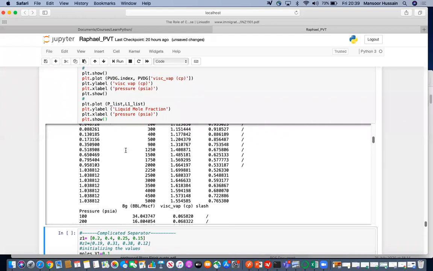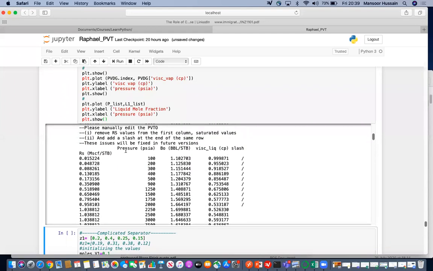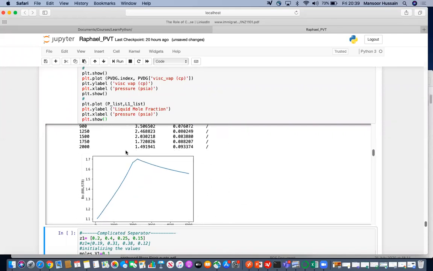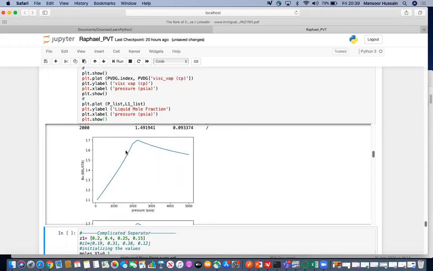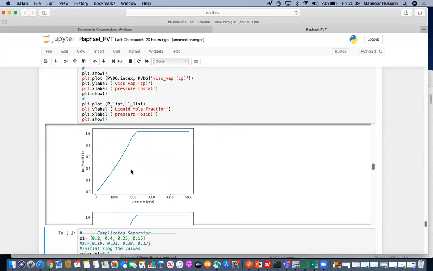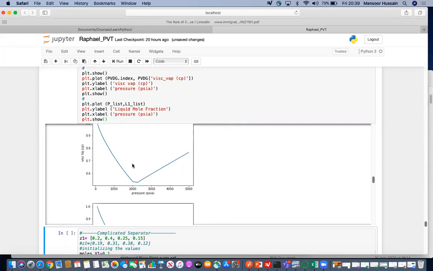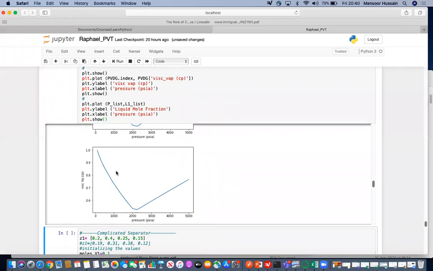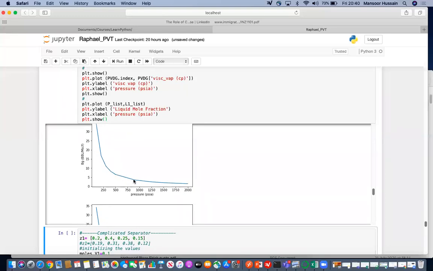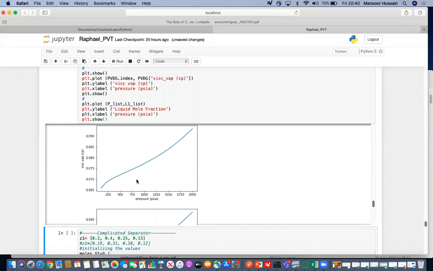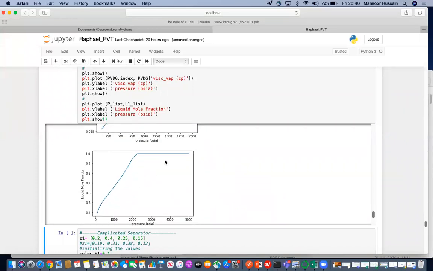Then it's making these plots for me: formation volume factor versus pressure, solution gas oil ratio versus pressure, viscosity of oil versus pressure, formation volume factor of gas versus pressure, and viscosity of gas versus pressure. And this is simply giving you the liquid mole fraction versus pressure.